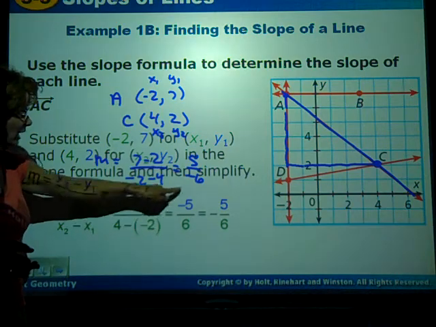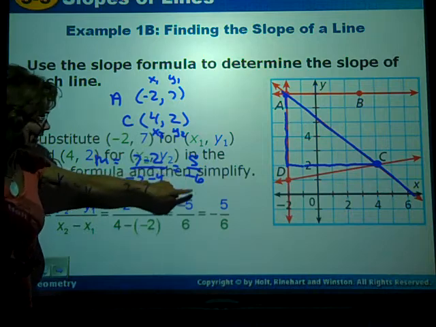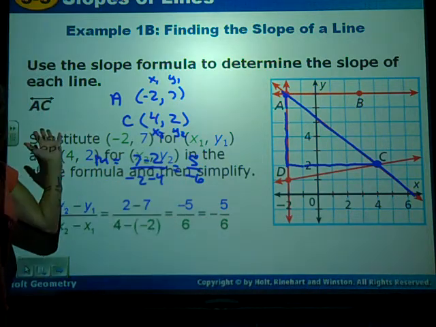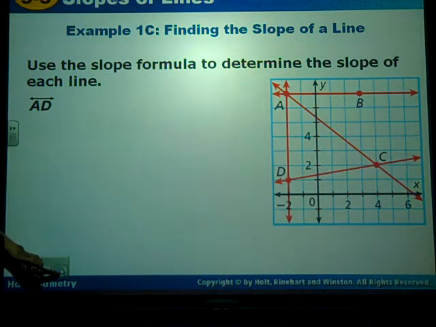They got a negative on the top, whereas I got it on the bottom. Either way, you can have a negative in the numerator, you can have a negative in the denominator, you can have a negative in the middle. It just means the slope's negative, the line's going down. It doesn't matter where the negative falls.